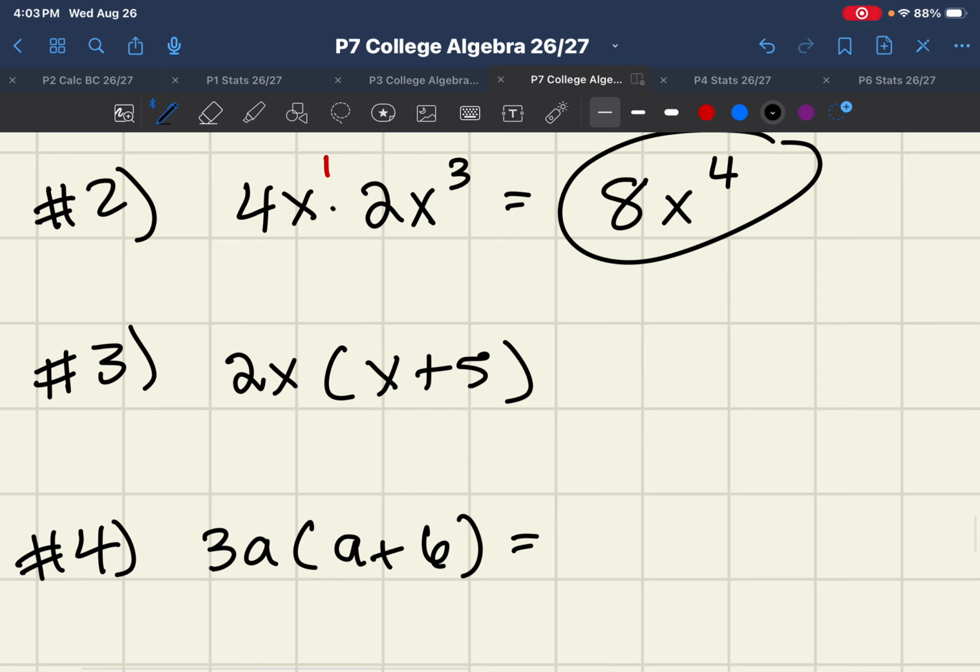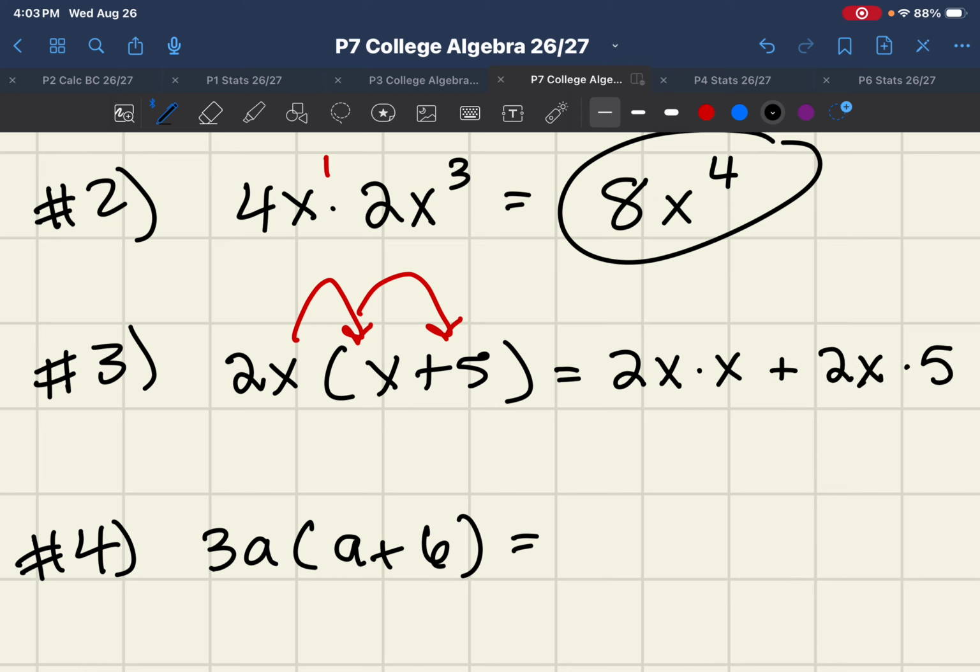Okay. Number 3, we have 2x, parentheses, x plus 5. This tells us we need to distribute the 2x. And remember, to distribute means to multiply. So this is the same as saying 2x times x plus 2x times 5. Well, 2x times x, okay, it has a coefficient of 1 in the front and the exponents are 1. So this is the same as saying 2 times 1, which is 2, and then x to the power of 1 times x to the power of 1 is x to the power of 1 plus 1, which is 2.